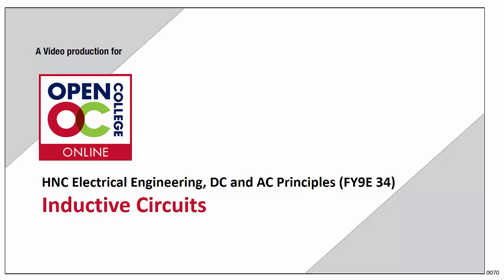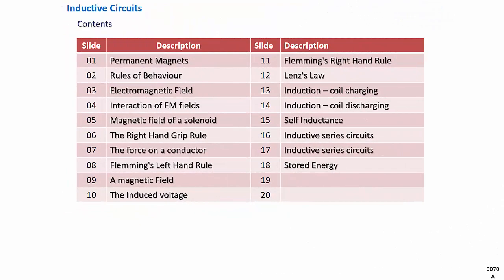The following lecture is one of a series that covers the HNC Electrical Engineering Unit, FY 9E DC and AC Principles. This lecture provides a basic introduction to inductors and presents a number of techniques to analyze inductive circuits that have combinations of series and parallel elements. The subject elements to be covered in this lecture are as listed on this slide. A summary of all the information covered, the worked examples, and a set of self-assessment questions are contained in the accompanying workbook.